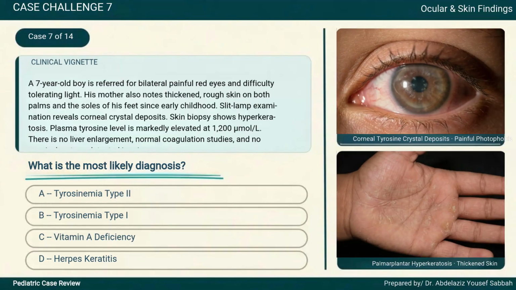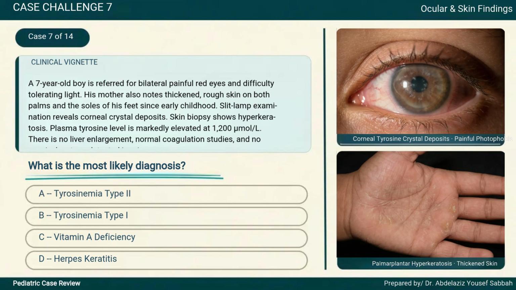Case Challenge 7. A 7-year-old boy is referred for bilateral painful red eyes and difficulty tolerating light. His mother also notes thickened, rough skin on both palms and the soles of his feet since early childhood. Slit lamp examination reveals corneal crystal deposits. Skin biopsy shows hyperkeratosis. Plasma tyrosine level is markedly elevated at 1,200 micromoles per liter. There is no liver enlargement, normal coagulation studies, and no succinylacetone detected in urine.